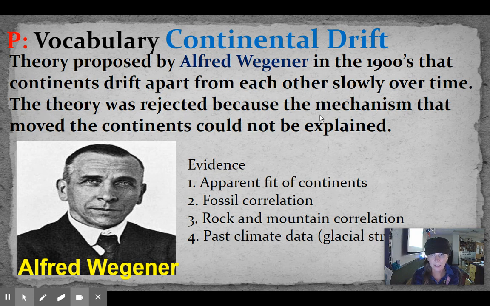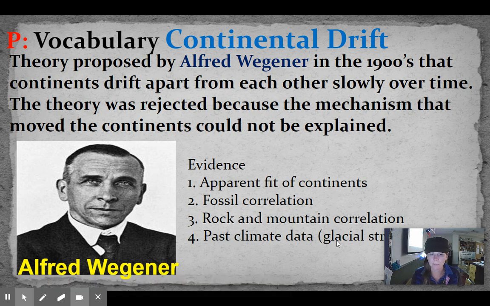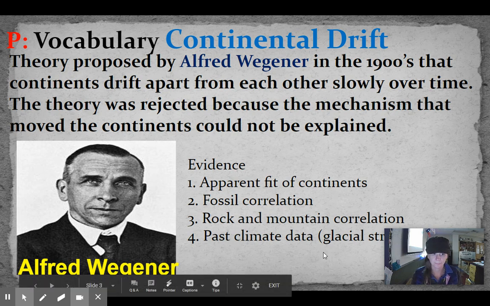The theory was rejected because the mechanism that moved the continents could not be explained. So he could not explain how those continents were moving. Some of his evidence was the apparent fit of continents, fossil correlation, rock and mountain correlation, and past climate data like glacial striations, marks in the rocks.